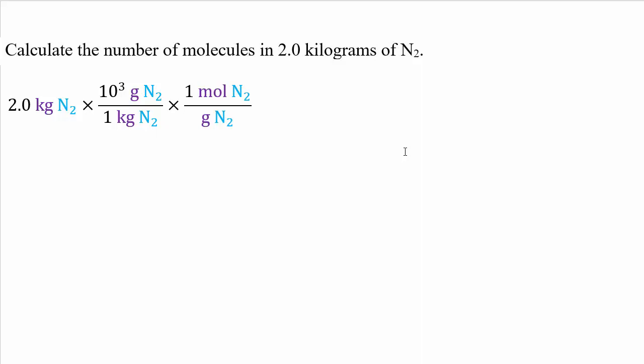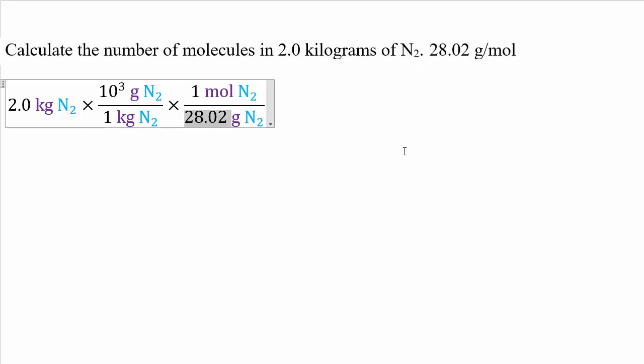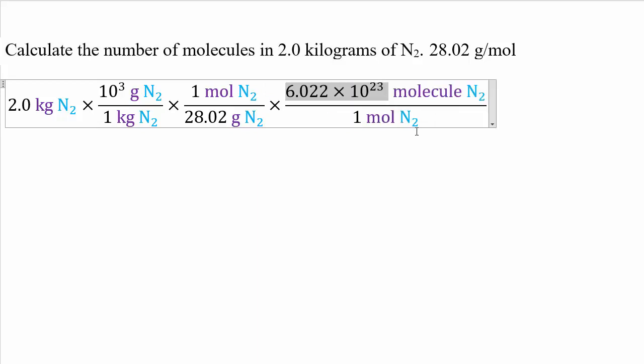In the next conversion factor, we place moles in the denominator and molecules of nitrogen in the numerator. Again, the mole carries the theoretical unit, and the number of molecules in 1 mole of any substance is always Avogadro's number, which is 6.022 times 10 to the power of 23.